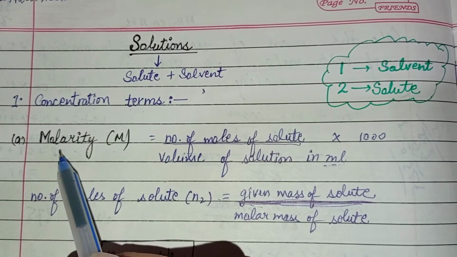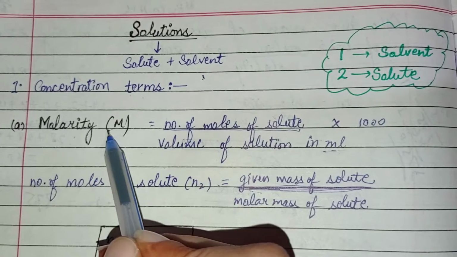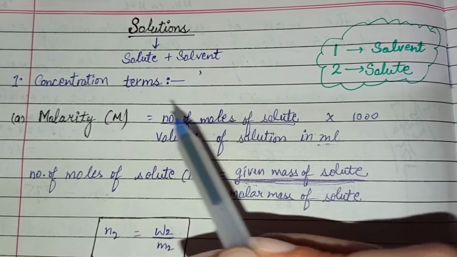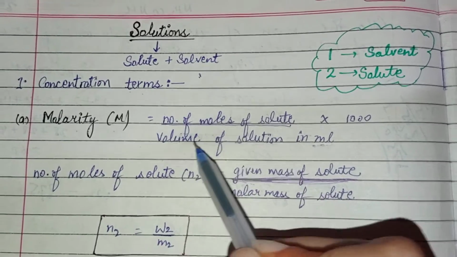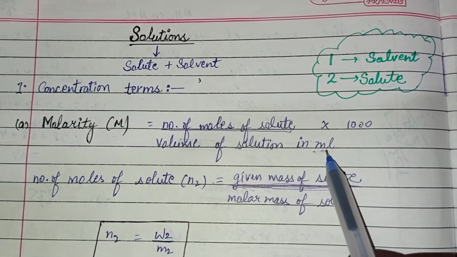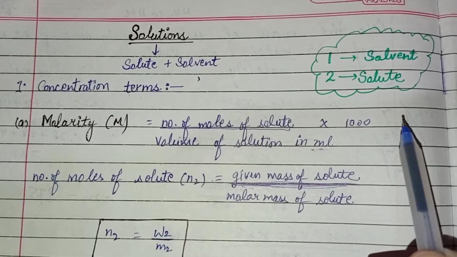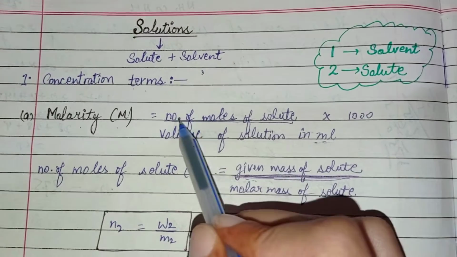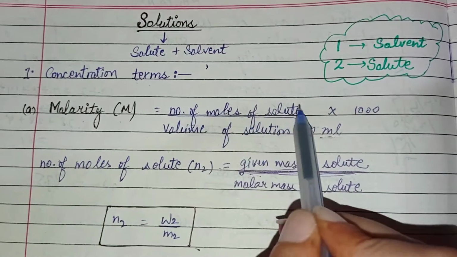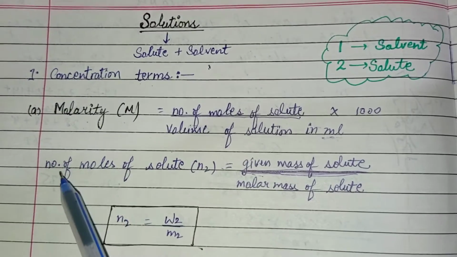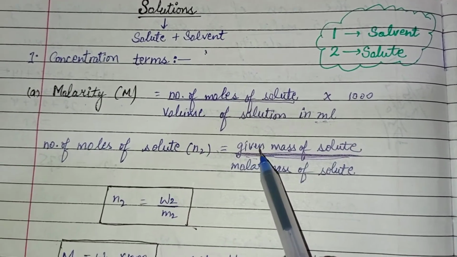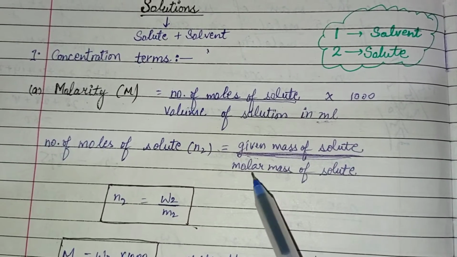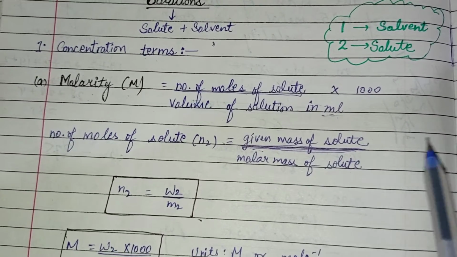Firstly, we will discuss molarity, which is denoted by capital M. Molarity is equal to number of moles of solute upon volume of solution in milliliter into 1000. Now we will find the number of moles of solute. So here is the formula. Number of moles of solute is equal to given mass of solute upon molar mass of solute.